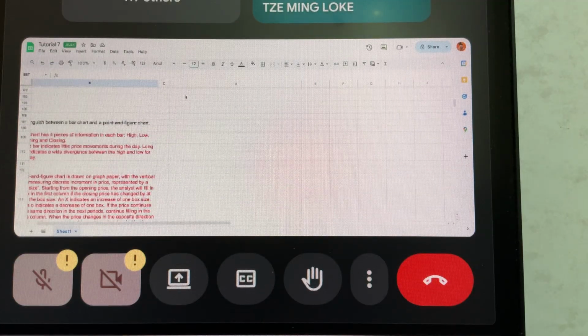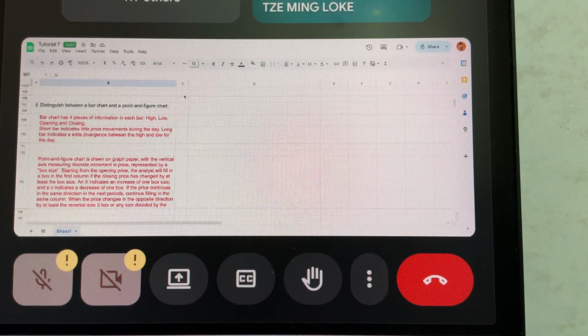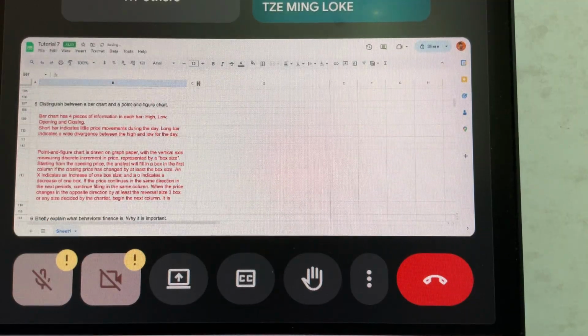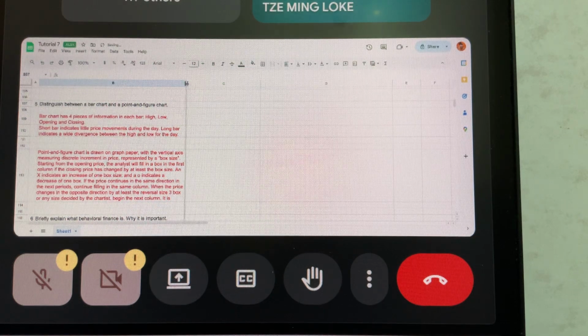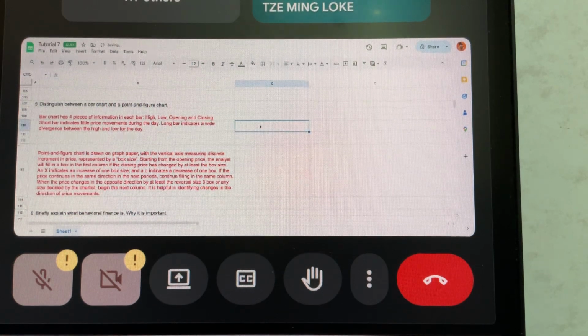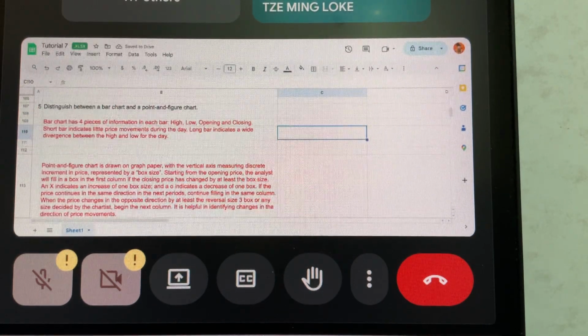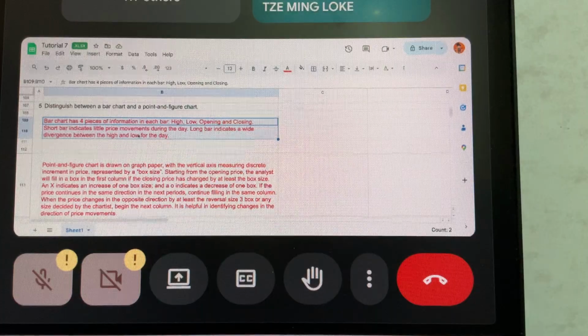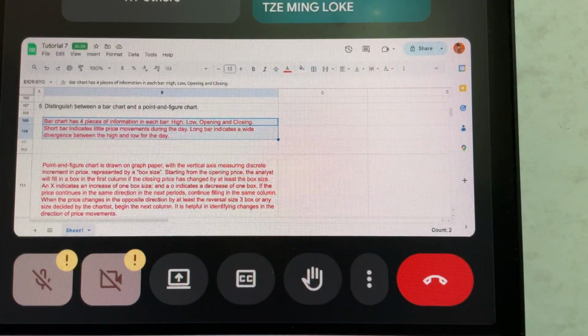Next, they ask you to distinguish a bar chart and a point and figure chart. I already told you what a bar chart is at the very beginning. A bar chart has 4 pieces of information: high, low, opening, closing. A short bar indicates little price movement.